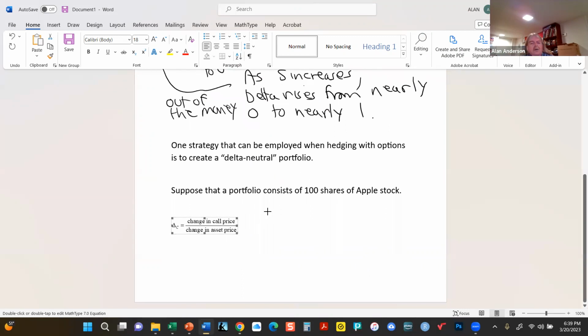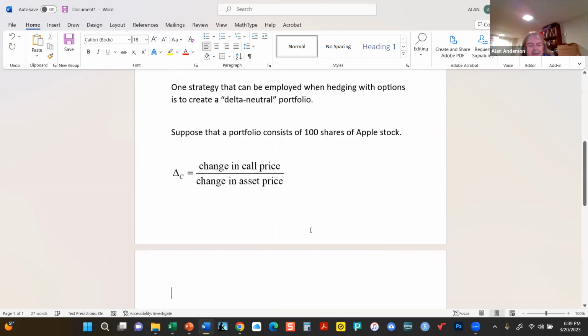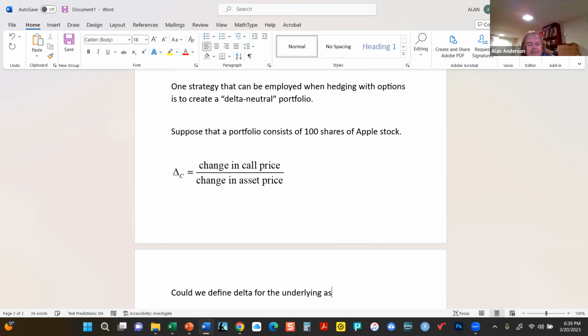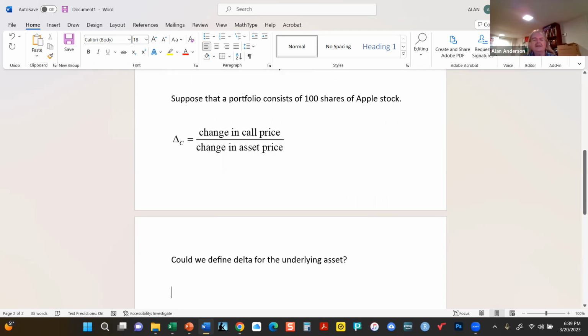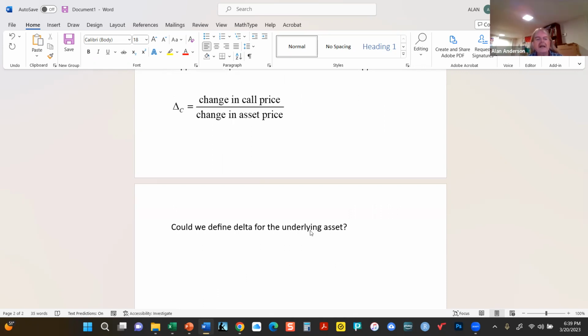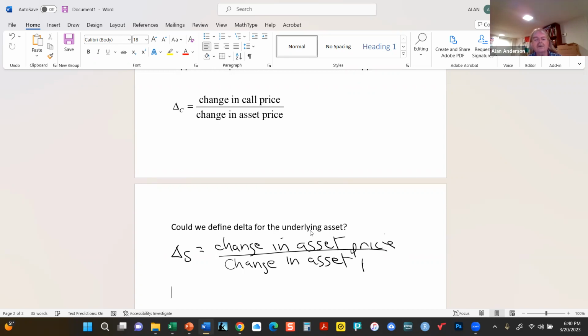So I'm going to ask myself the following question. Could we define delta for the underlying asset? We could think of it as delta S for the stock. Delta S would mean change in the asset price over the change in the asset price, which means that by definition, this delta is automatically equal to 1. Therefore, a portfolio with 100 shares of Apple stock has a total delta of 100.